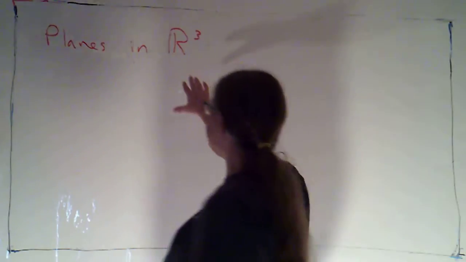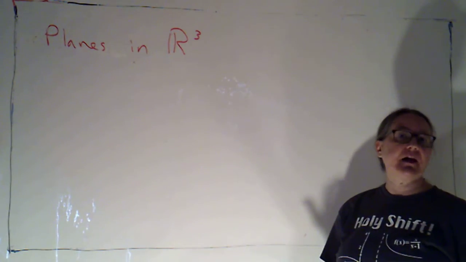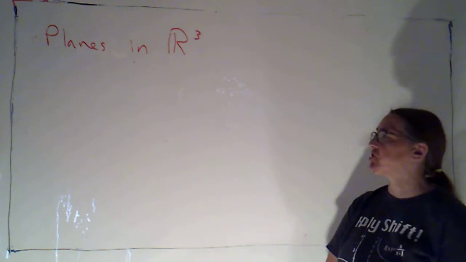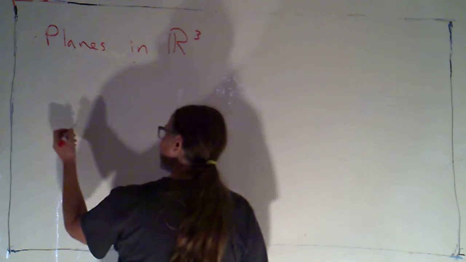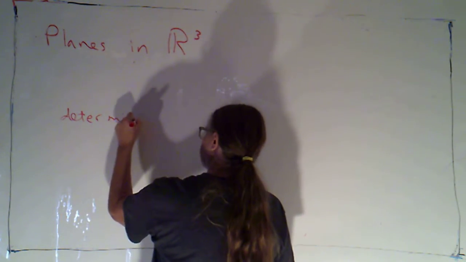We're going to switch our attention now to start focusing on planes in 3 space. So we've seen that a line is determined by 2 things. That could be 2 points, or that could be a point and a direction. Well, similarly, a plane in 3 space is going to be determined by 3 things.